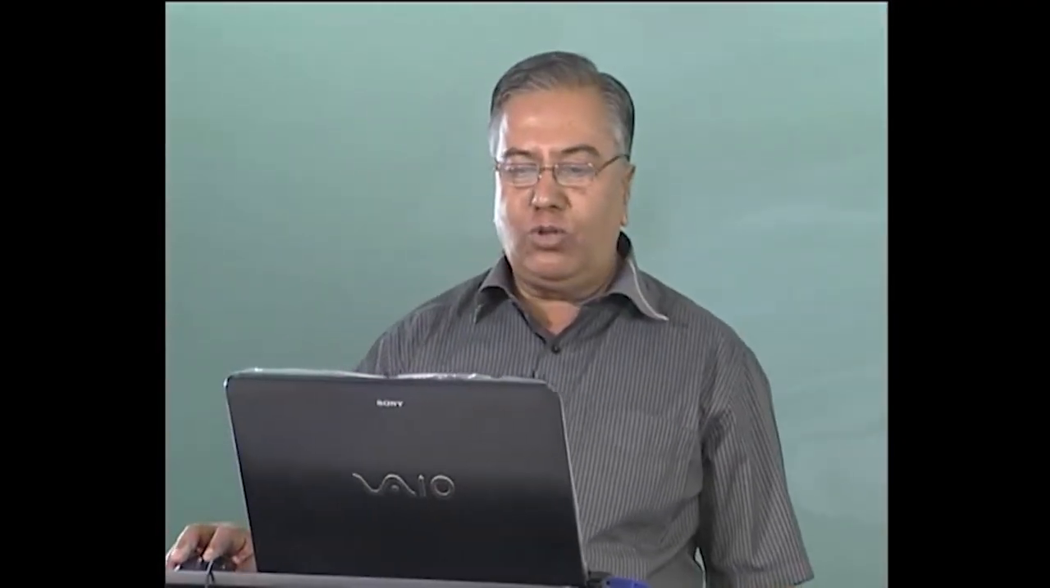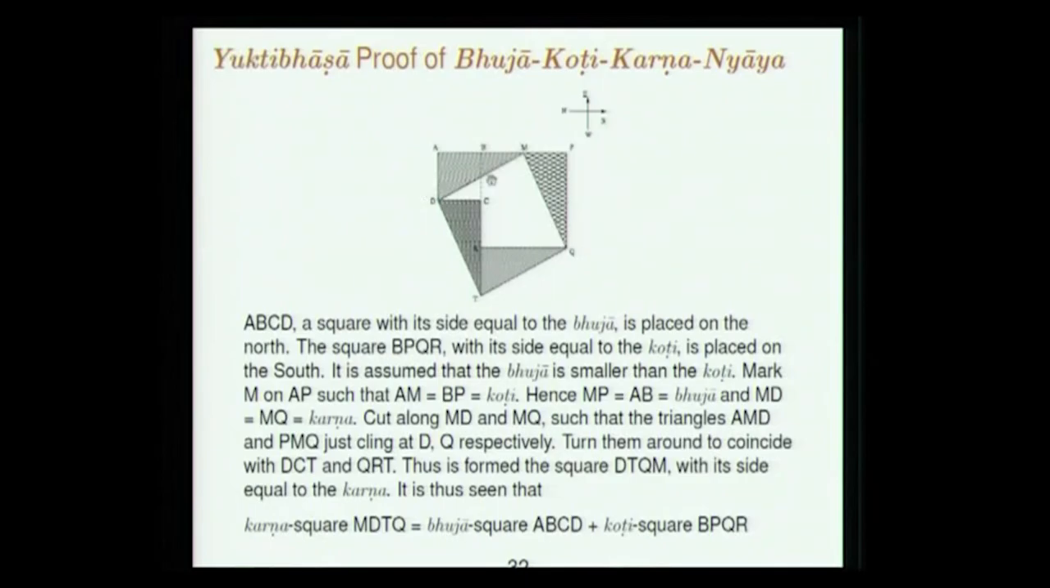Then how to show that this MD squared is equal to AM squared plus AD squared? Very simple. At the point D, cut this triangle AMD and place it on DCT, and at the point Q, cut this triangle MPQ, rotate it and place it on QRT. Then you have shown that this square is equal to the sum of those 2 other squares. So actually it involves cutting and repasting.